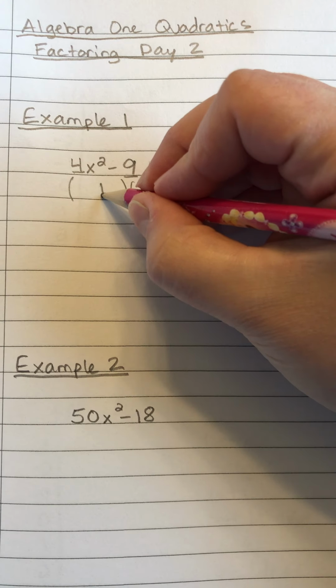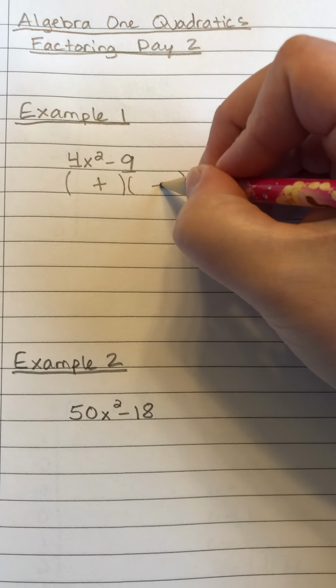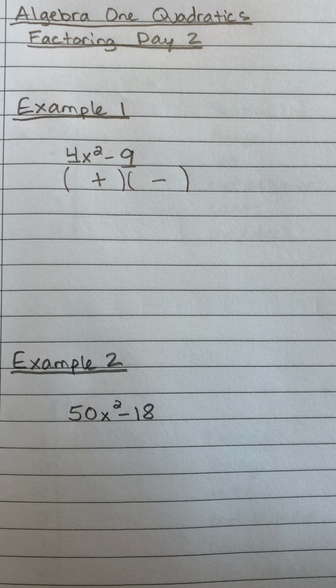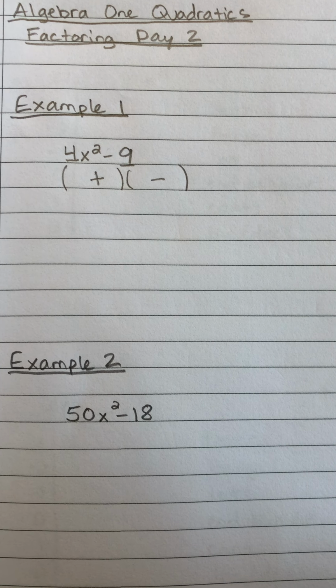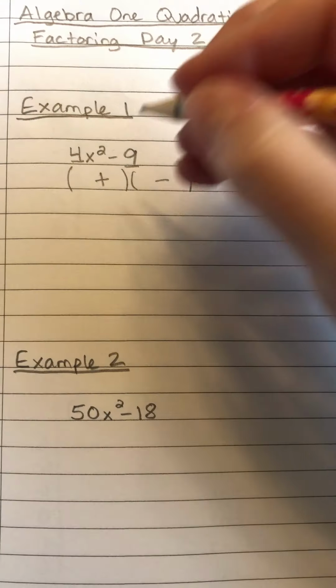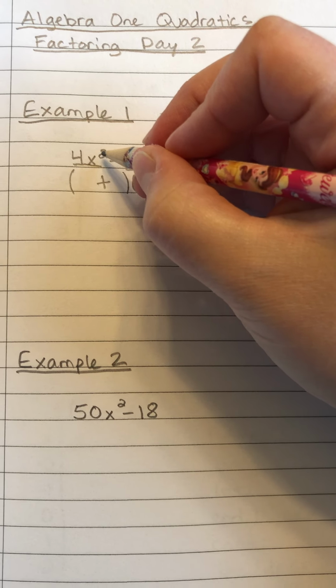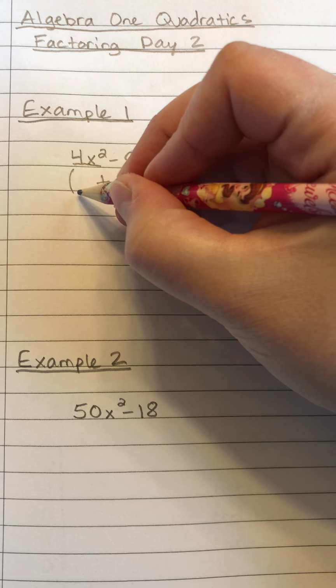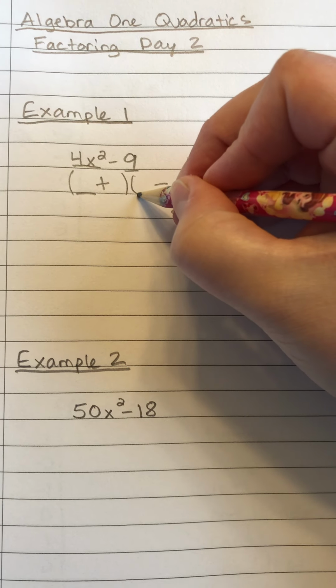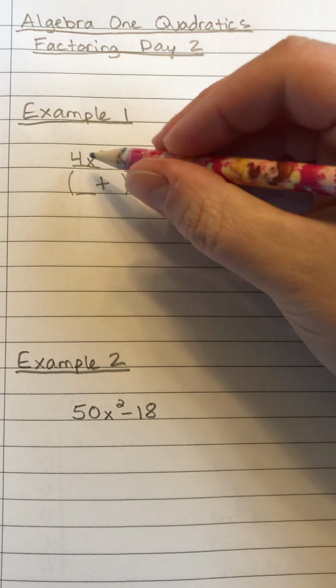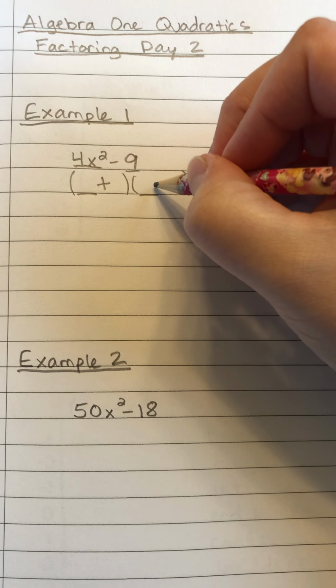When you factor a difference of perfect squares, one set of parentheses will always have a positive and the other one will always have a negative. The ordering of those does not matter. Also, if you're saying that 4x squared is a perfect square number, since this is the first term that I see, the square root of that will become the first term I see in each set of parentheses.